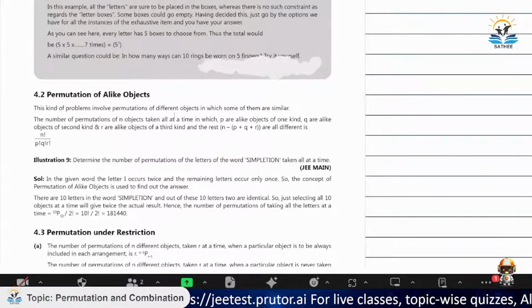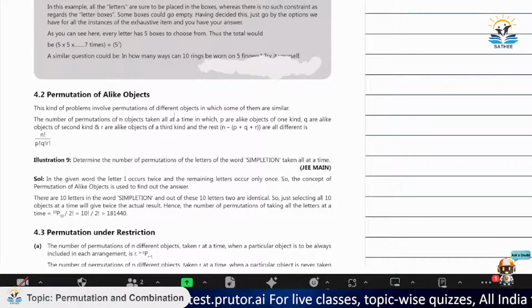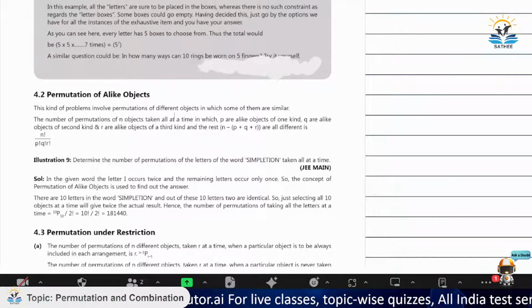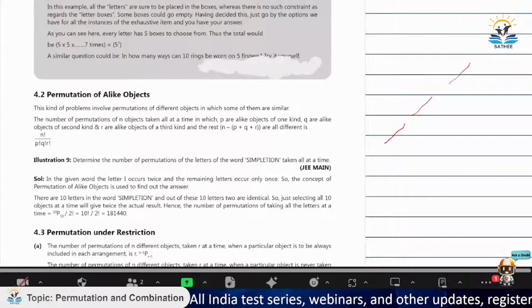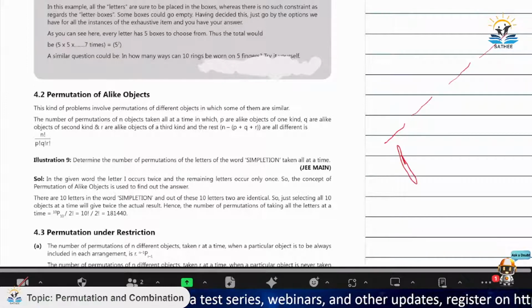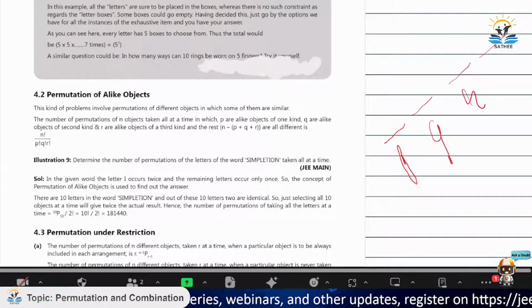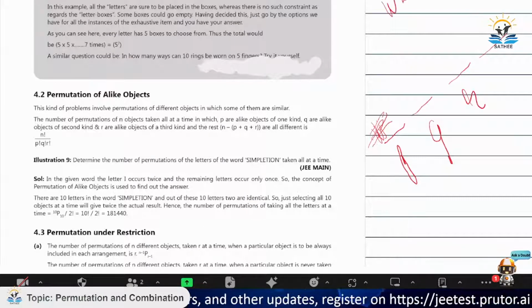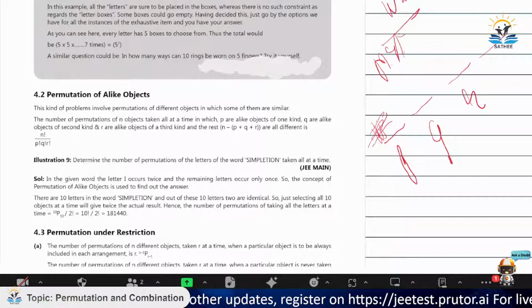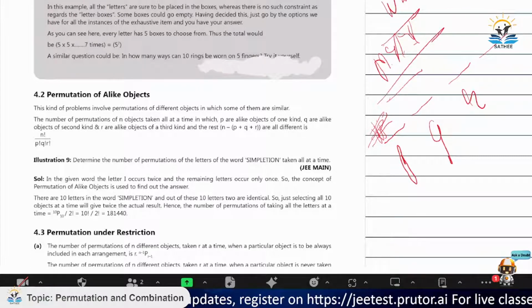This kind of problem involves permutation of different objects in which some of them are similar. The number of permutations of n objects taken all at a time, in which P are alike of one kind, Q are alike of a second kind, and R are alike of a third kind. Okay, तो हमारे पास n सेट्स हैं, उनमें से कुछ P एक जैसे हैं, Q एक जैसे हैं और R एक जैसे हैं. तो नंबर ऑफ वेज ऑफ गेटिंग दिस is n factorial over P factorial, Q factorial, R factorial. It's as simple as that.